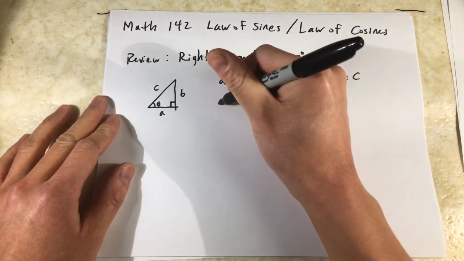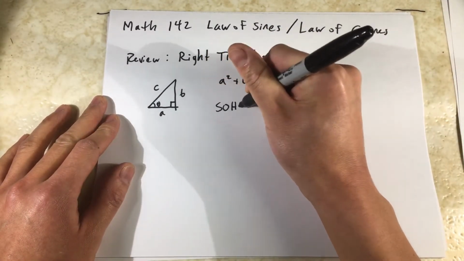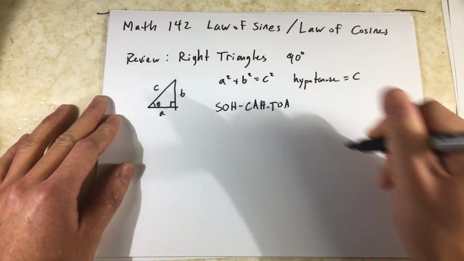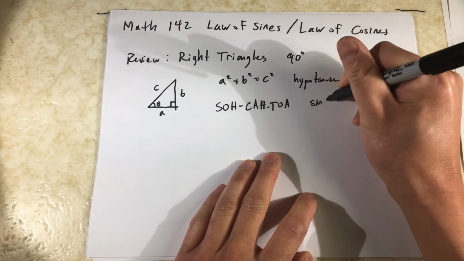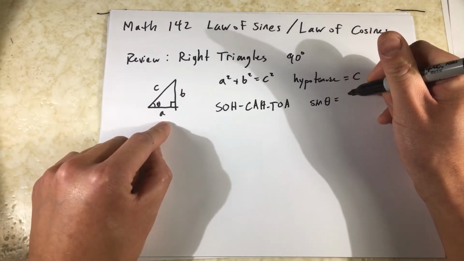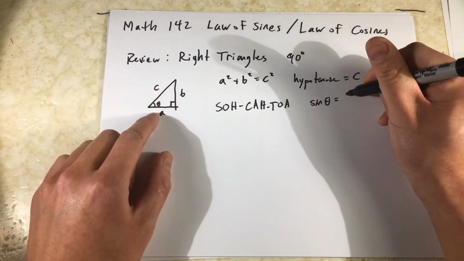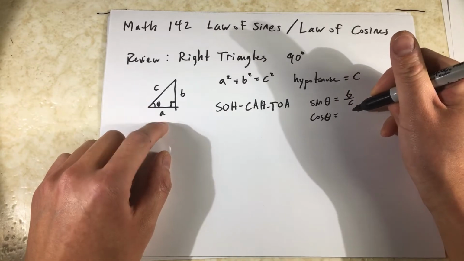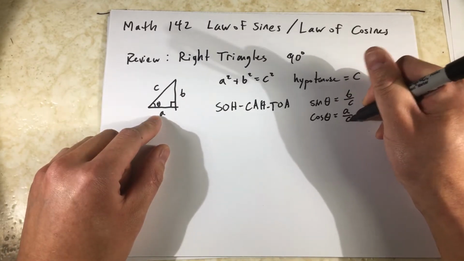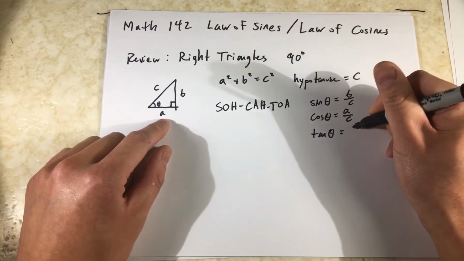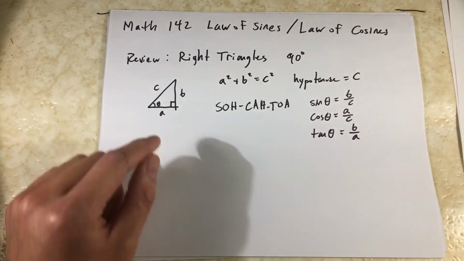We also know that you can use trig, SOHCAHTOA, right? So sine theta is opposite over hypotenuse, so that's B over C. Cosine theta is adjacent over hypotenuse, so that's A over C. And then tan theta is opposite over adjacent, which is B over A.